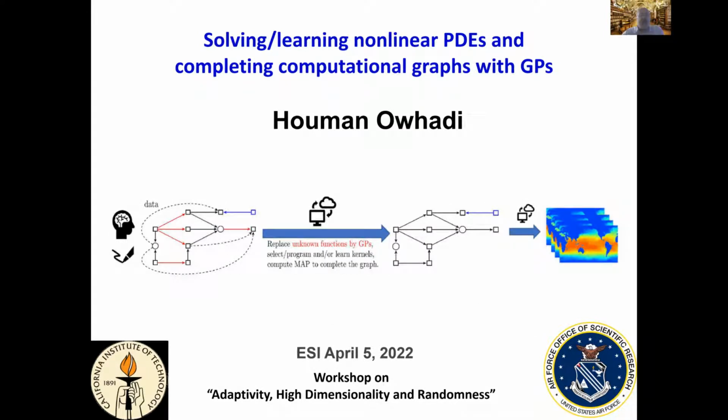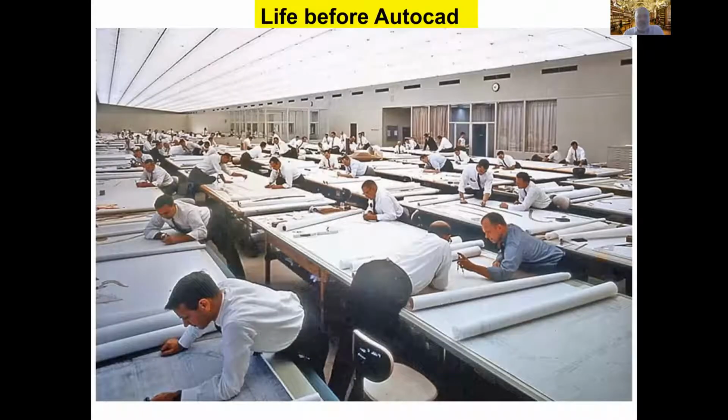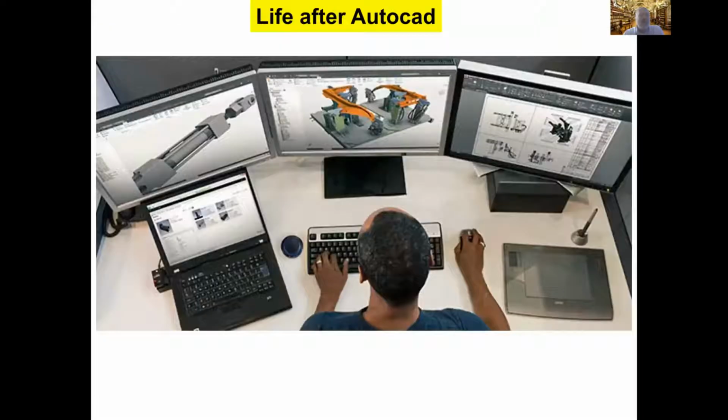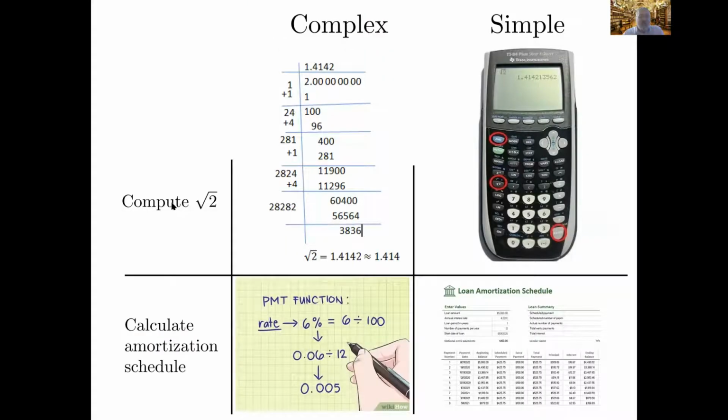So I will start with a few observations to motivate the content of this talk. This was life before AutoCAD. And this is life after AutoCAD. Computing square root of 2 is hard if you do it by hand, but simple if you use a pocket calculator. You just do it without thinking about it.